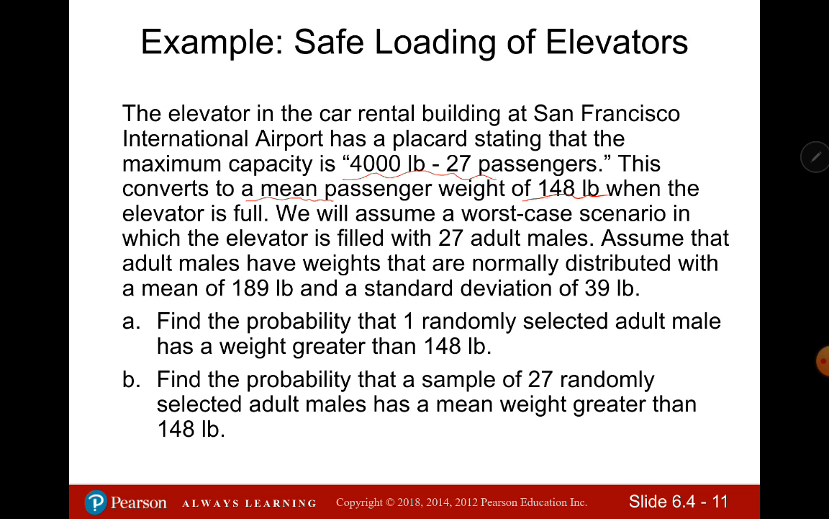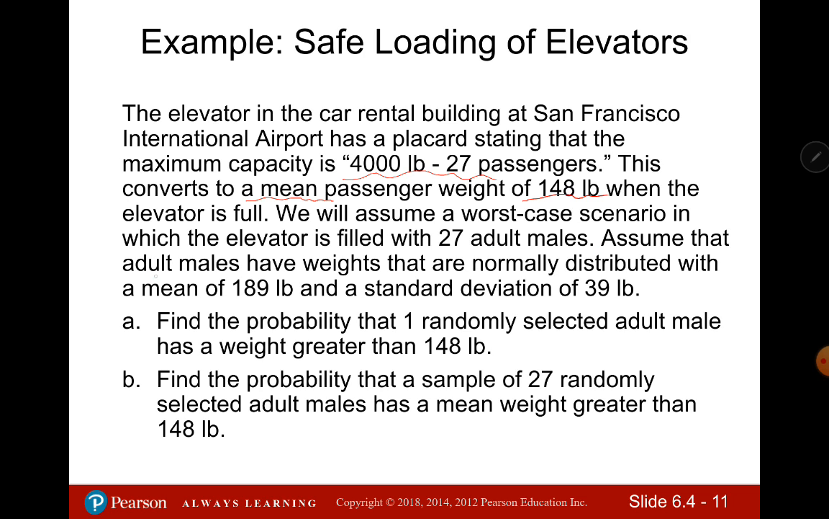So how can we get this? Total 4,000 pounds divided by 27 passengers. So the mean weight for each passenger is 148. We assume a worst case scenario with 27 adult males.